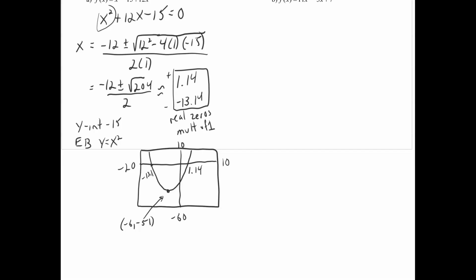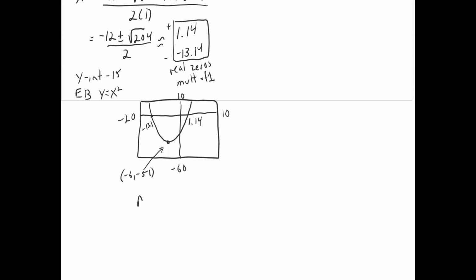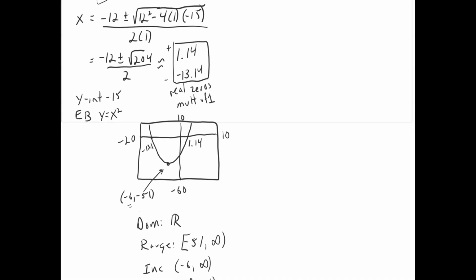And increasing, decreasing, so looking at the graph, we've got a domain of all real numbers, a range that starts at negative 51 and goes up to infinity, including negative 51. We've got a function that's decreasing from negative infinity up to negative 6, and it's increasing from negative 6 to infinity. Okay, let's look at the other one, and we'll write it out, and then you can compare.